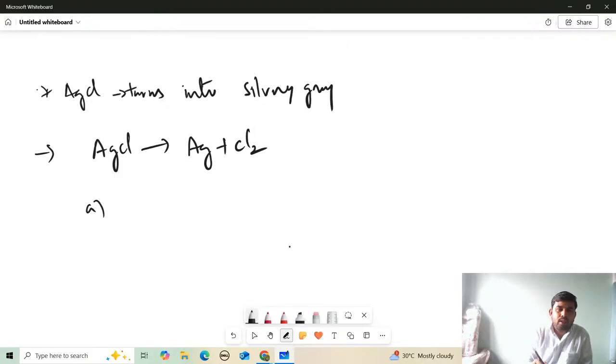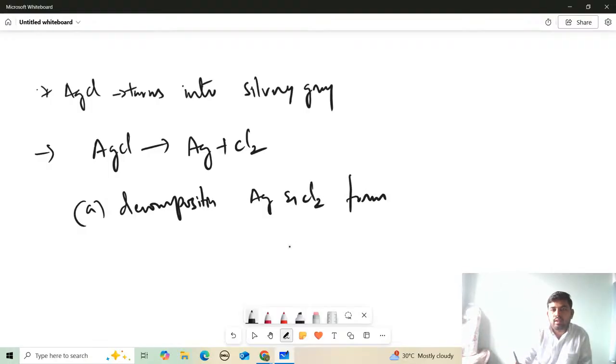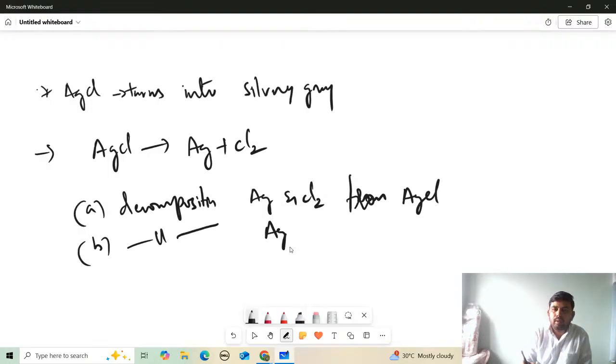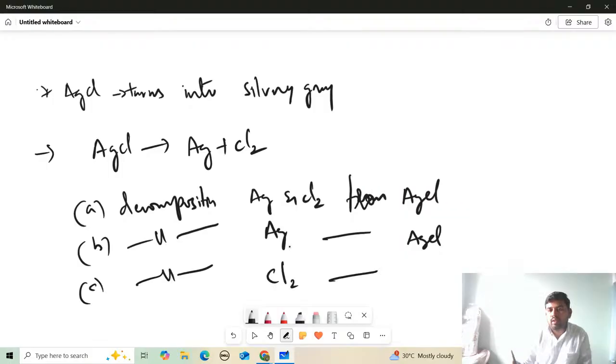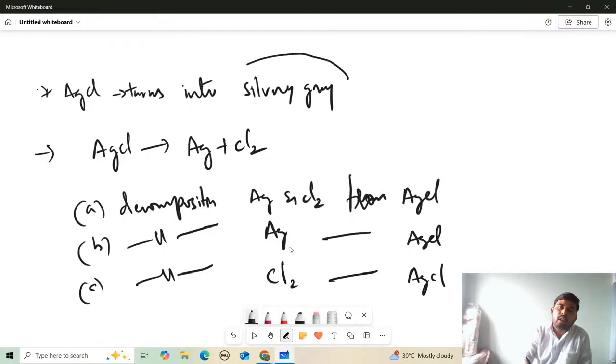So given options: A, decomposition of Ag and Cl from AgCl. Option B, decomposition of Ag from AgCl. Option C, decomposition of Cl2 from AgCl. Some other options. You see, the given word is silvery gray. Silvery gray because of what, sir? Because of silver. That's why I should choose this option.